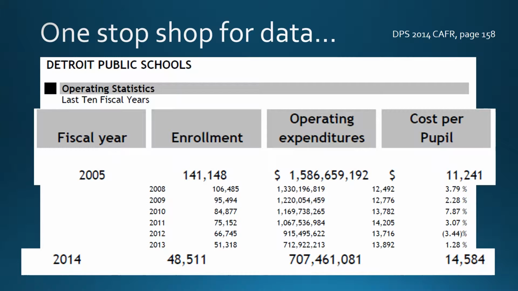And you can see here that the enrollment has declined by nearly 100,000 students. The operating expenditures are half what they used to be a decade ago, but the cost per pupil has significantly risen over this time period. This can be pretty useful for finding story ideas, just looking at the data and doing an analysis, and that could be the impetus of a different story in and of itself.